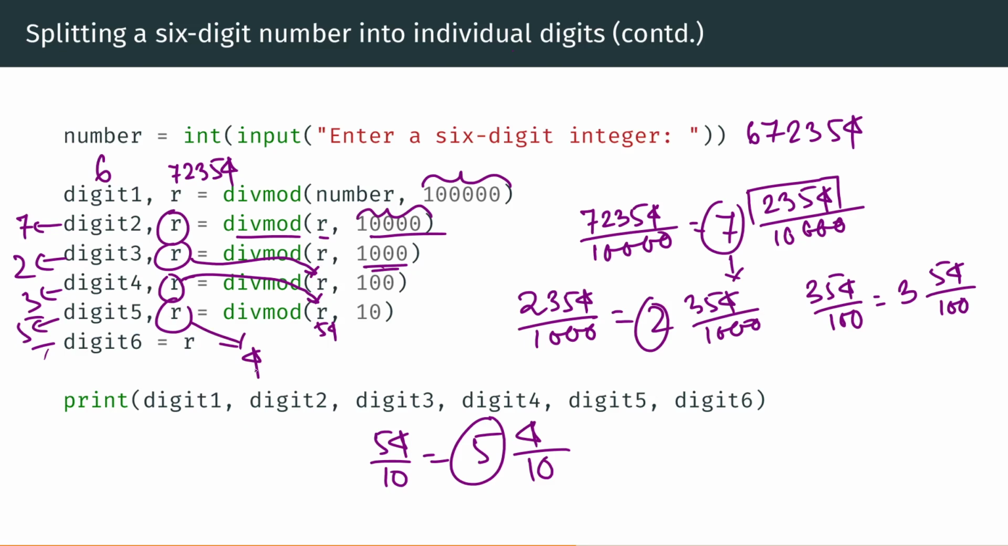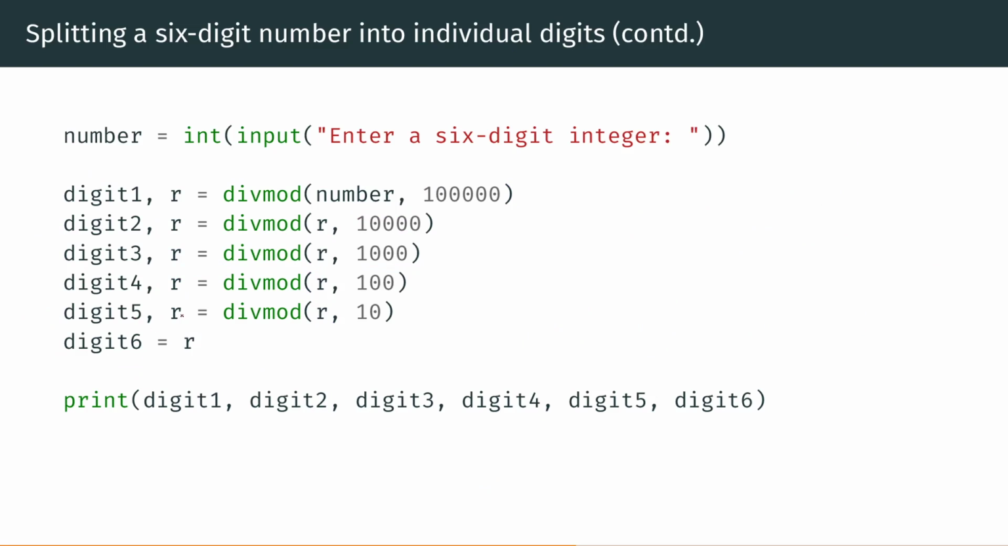Now what we do is we save 4 as digit 6, obviously. So what you could do is, instead of digit 5 and r, you could have said digit 5 comma digit 6 equals divmod of r and 10.